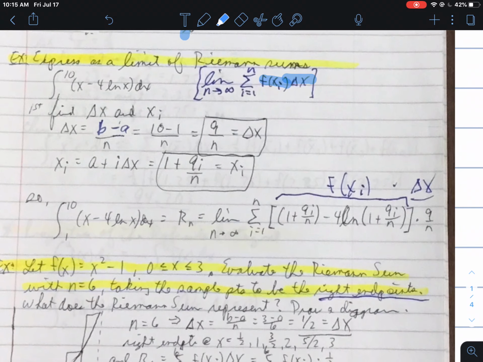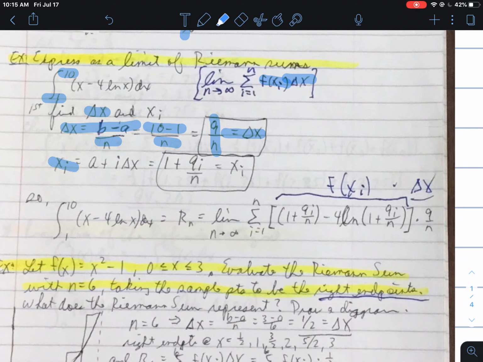So here I've got the limit as n approaches infinity, sum as i goes from 1 to n, f of x sub i star delta x. So we have to define x sub i, we have to define delta x. So for this integral, I've got the integral from 1 to 10 of x minus 4 natural log of x dx. So we want to express that as a limit of sums. So we have to find delta x. We have a definition for delta x though, right? Delta x is b minus a over n. We have our limits of integration, so there's our a value, and that's our b value. So from b minus a, 10 minus 1 over n, I get delta x equal to 9 over n.